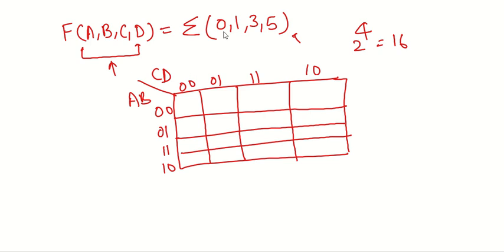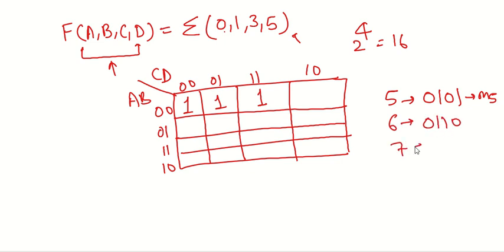Now since this value is 0, at this point all values are 0, so it is 0. This is 1, it is already 1. This value is 0 0 1 1, so it is 3. Now we have to see 5. The binary representation for 5 is 0 1 0 1, or you can say it is the M5 representation, because 6 is represented as 0 1 1 0 and 7 as 0 1 1 1, so M6 and M7.